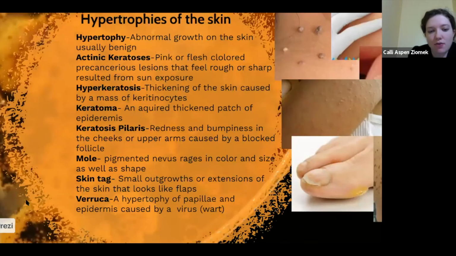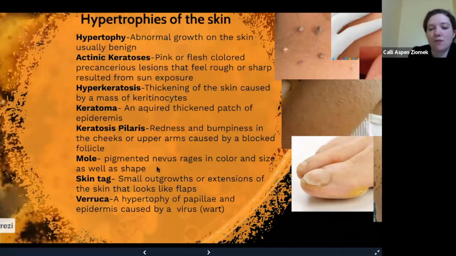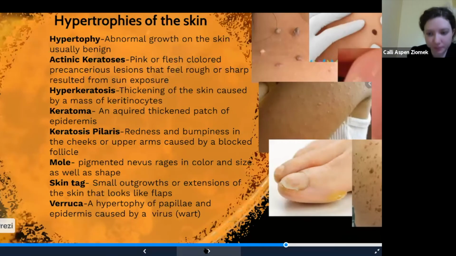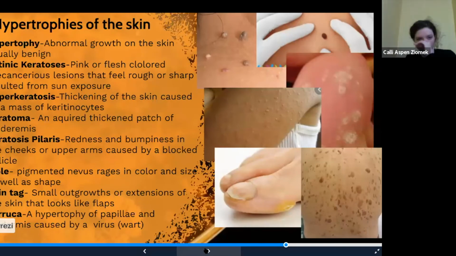Then you have verruca, which is a hypertrophy of the papilla and epidermis caused by a virus. So this is what is commonly called a wart, which you all know what warts look like. So these are the abnormal growths of the skin, which are your hypertrophies.